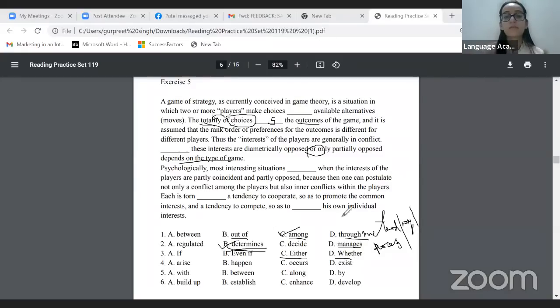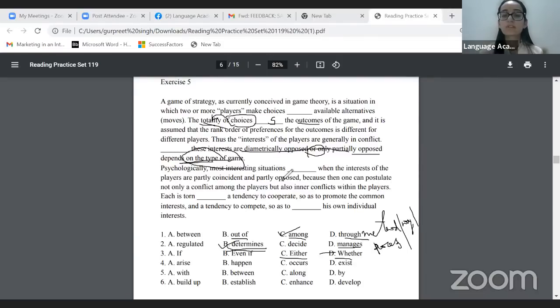So the answer here is whether, because it depends on the type of the game. It doesn't depend upon opposing or not opposing. It depends on the game. So whether these interests are opposed or partially opposed, it depends on the game. Means in both the scenarios, it will depend on the game. So when the result of both the scenarios is the same, you go with whether-or.